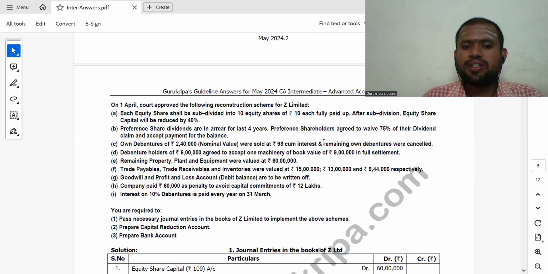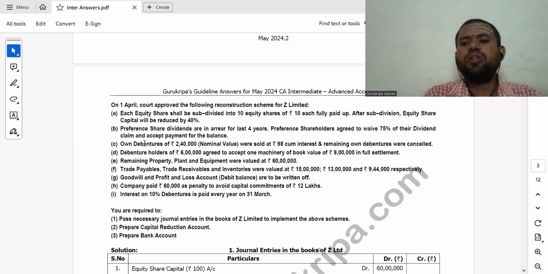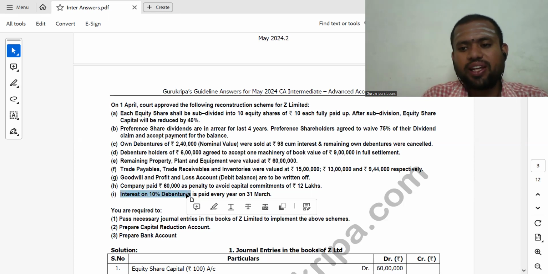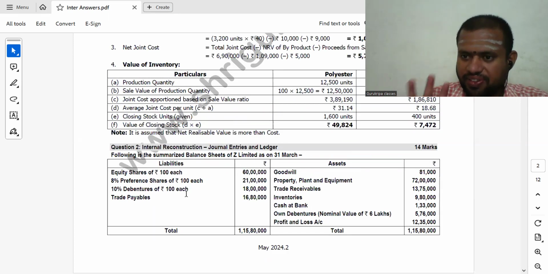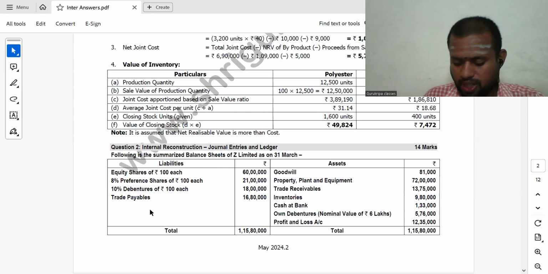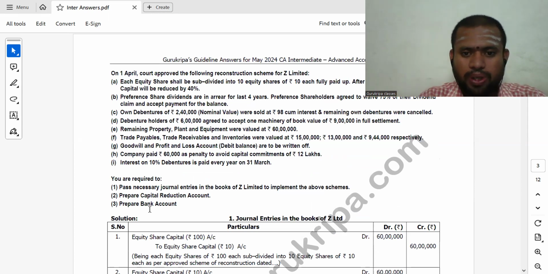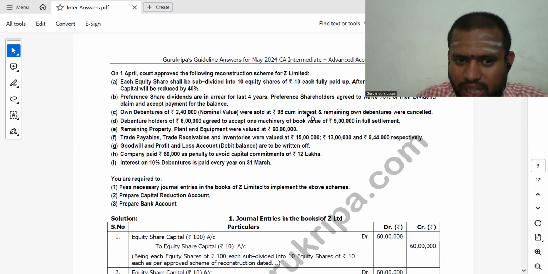multiplied with the closing stock, you will get the total closing stock value. Then internal reconstruction. Only one new point. The own debentures have been sold and cancelled. These two adjustments they have given. And to confuse you, they have given that interest is paid every year on 31st March. You need not worry about this because the balance sheet is given on 31st March. There is no interest payable. So interest is already paid on 31st March. On 1st April, this reconstruction is going to happen. So there is no impact of interest. So don't worry about that also.